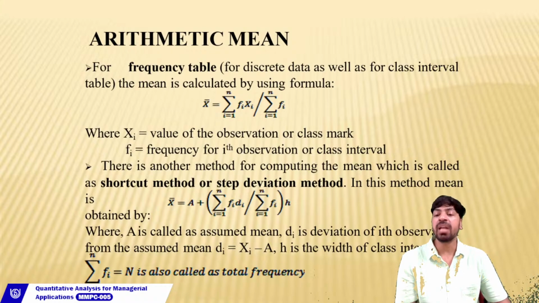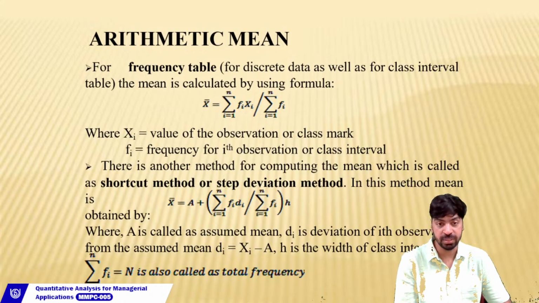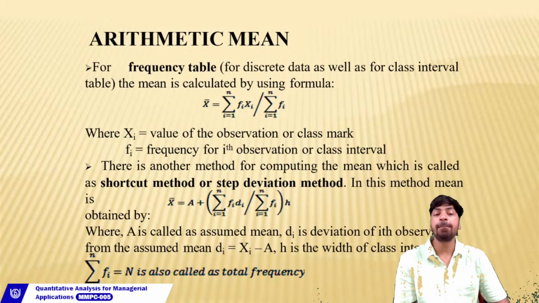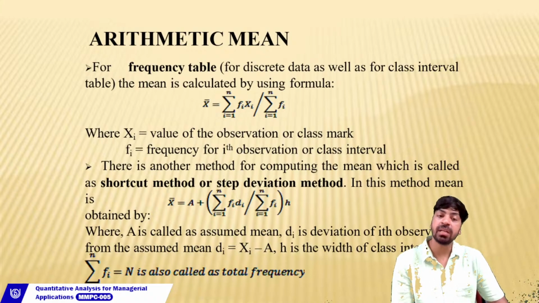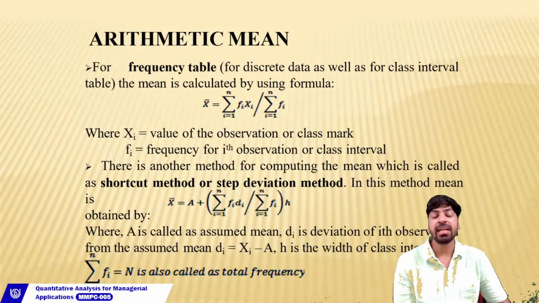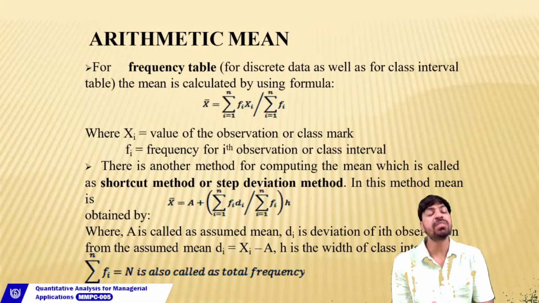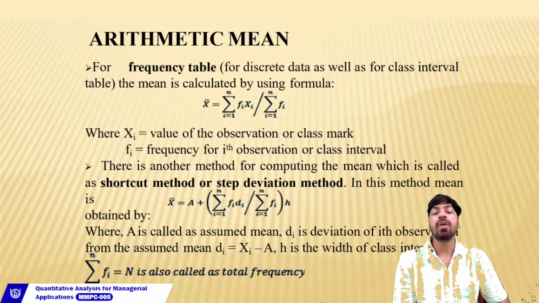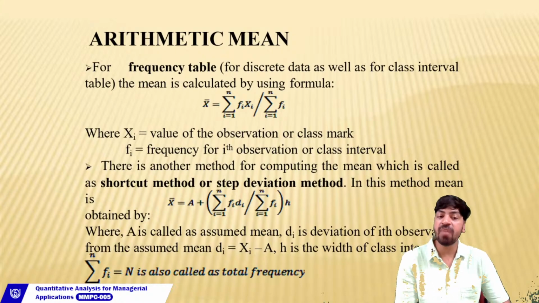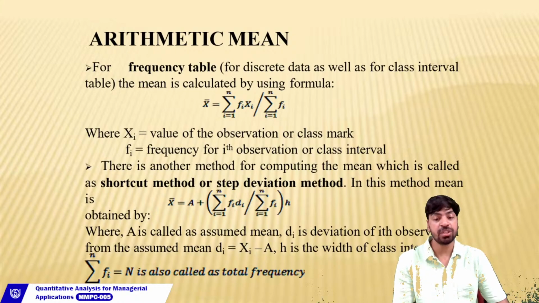H is the width of the class interval, or in other words, the difference among all the class intervals. For example, if we say 10 to 20, 20 to 30, 30 to 40, the common difference of all the class intervals is 10. So 10 is h. Deviation again stands for the difference between the values of observation and the assumed value from those observations.